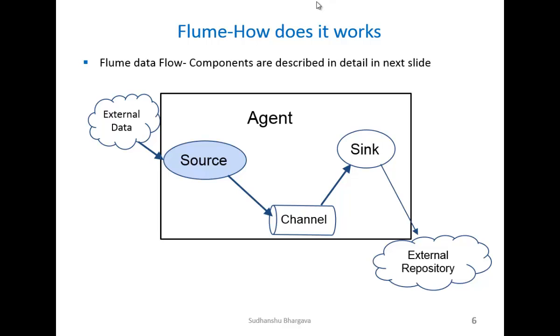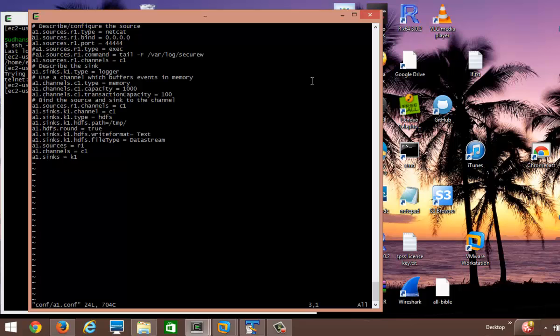Let's quickly move on, after learning the architecture, to defining the various sources, sinks, and channels. Here you can see a sample configuration file, and I'm binding it to localhost. I can define multiple sources in the same file, so I've defined both exec and netcat as sources in the same file.